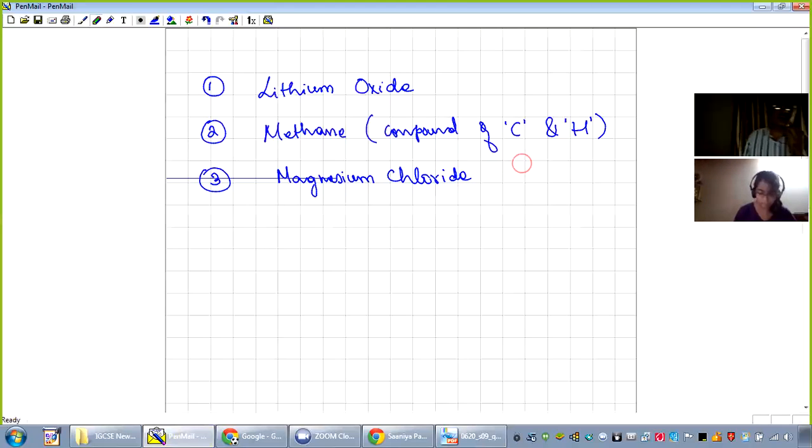Just write the list of these 3 compounds in your notebook. If you want, I'll show you the previous pages that I have saved. You copied the 3? Okay.